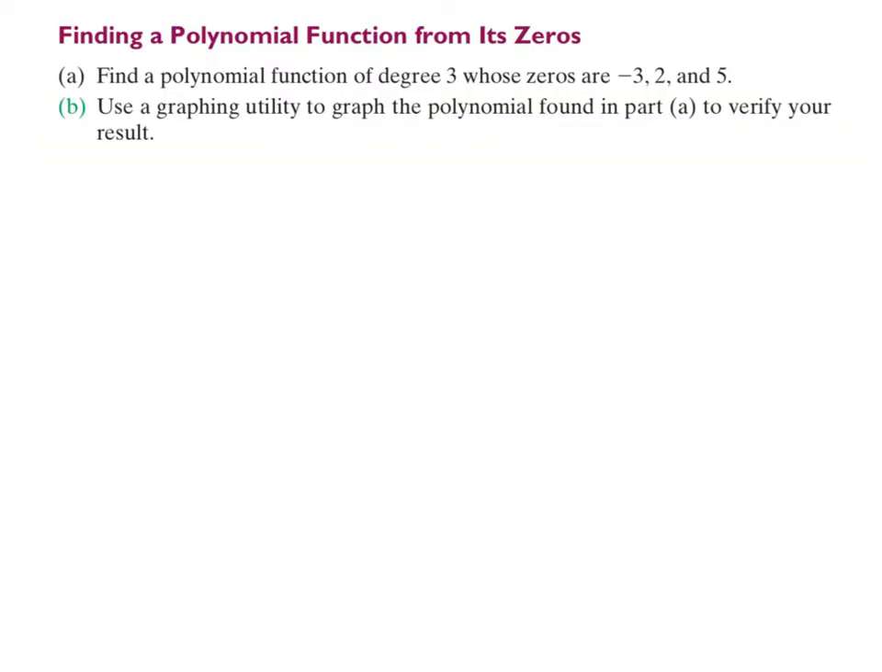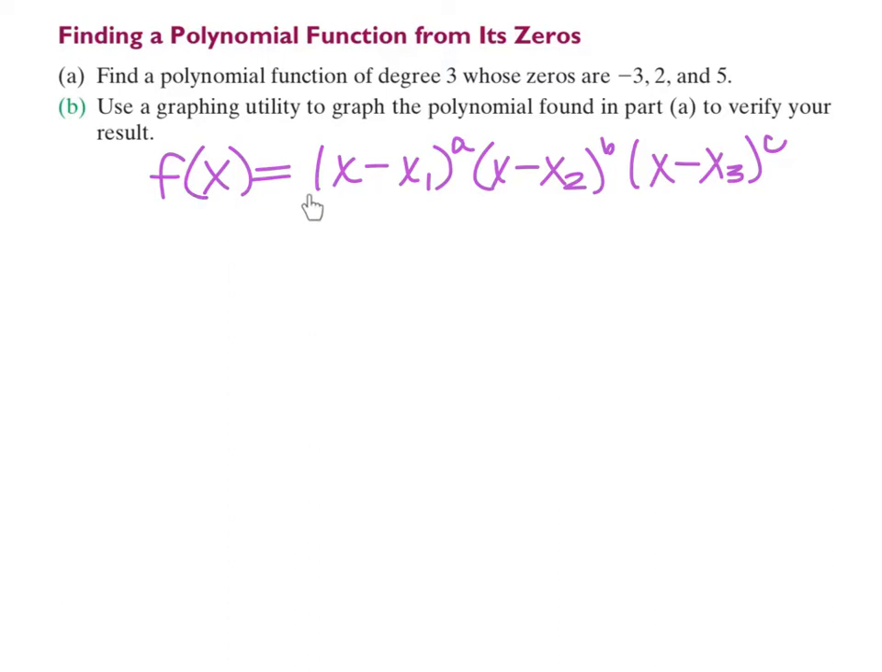All right, let's work through this example. Let's find a polynomial function from its zeros. So let's write a polynomial function of degree 3, that means 3 total zeros or 3 total factors, whose zeros are -3, 2, and 5. Although this isn't a formal definition, it's what my brain thinks of when I go to write a polynomial function in factored form using the zeros and the degree.